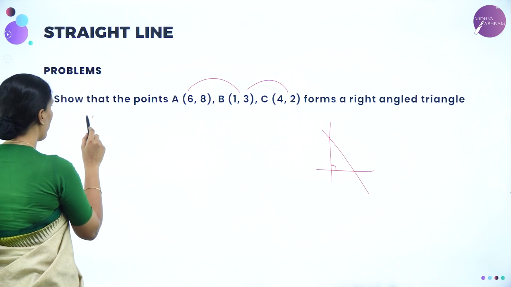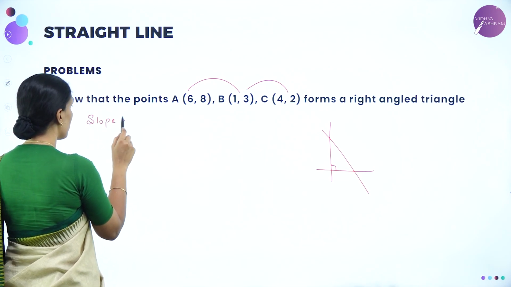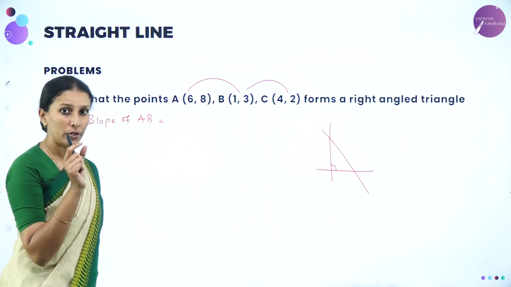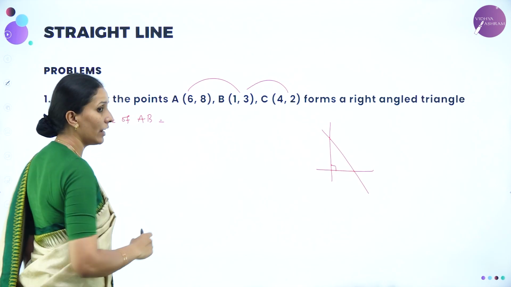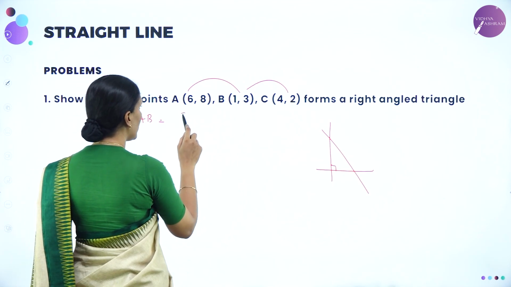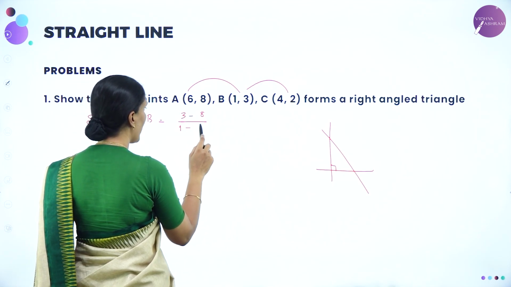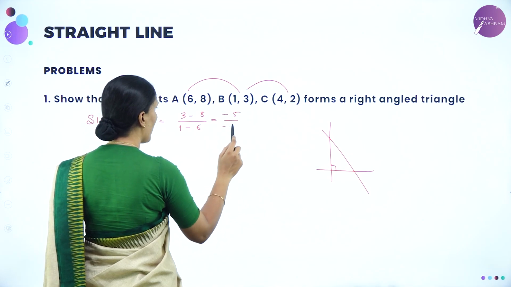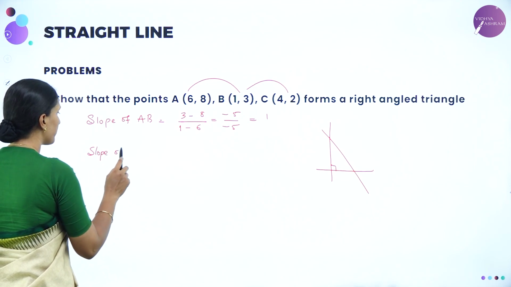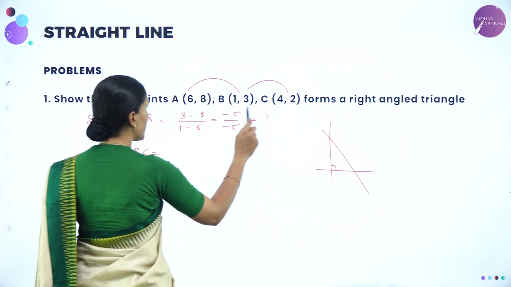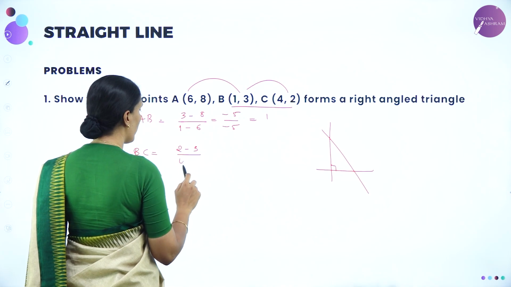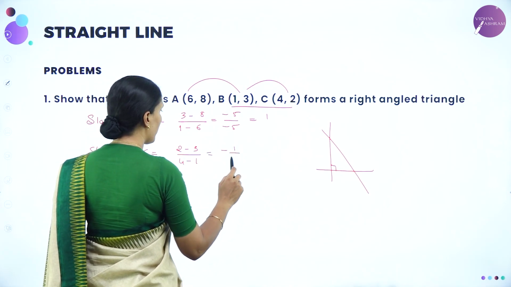Now let us find the slope of AB. Here, to find the slope of AB, the angle is not given, so points are given. Let us take the difference of y coordinates with respect to x coordinates. So for AB, (3 minus 8) divided by (1 minus 6), which is -5 by -5, equal to 1. Next we have the slope of BC: (2 minus 3) divided by (4 minus 1), which is equal to -1 by 3.